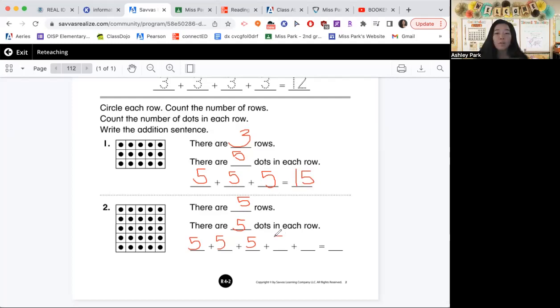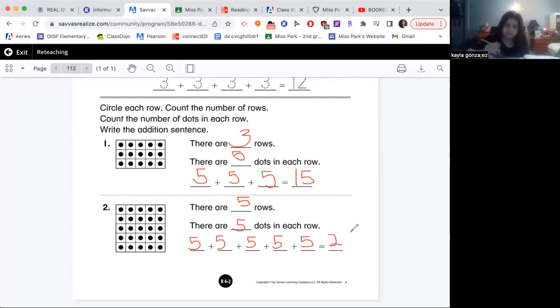So then let's skip count because we all should know how to skip count by 5s. Ready? 5, 10, 15, 20, 25. What is 5 times 5 or 5 plus 5 plus 5 plus 5 plus 5? 25. Write that down, guys.